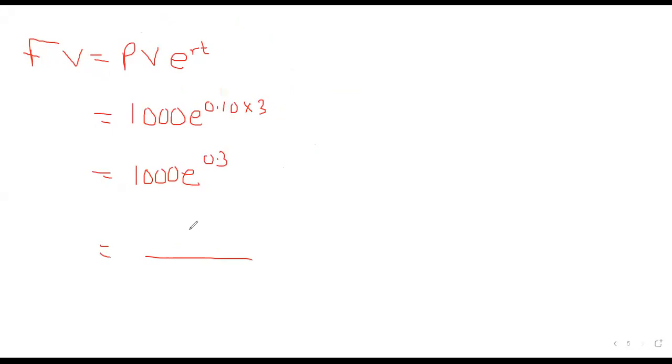So ideally, the more you compound, the higher the figure. So when you do e to the power 0.3, we get 1.349, times 1000, you get 1349.86. All right. So this is how we calculate the future value.